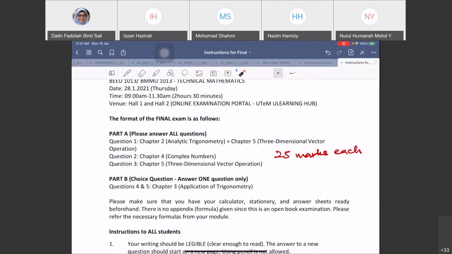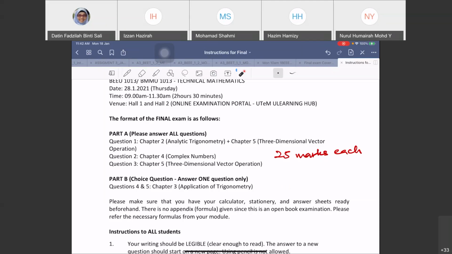Straight away you upload, because you have to remember, during that time there will be not only you using the portal, it will be also other students. Not to mention that for technical maths only, we have hundreds of students taking it, for both faculties, electrical, electronic, as well as manufacturing and mechanical.